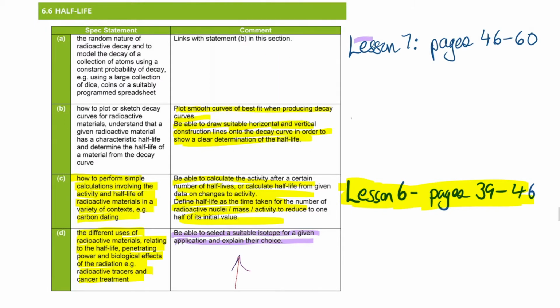So for lesson 7 then, we complete pages 46 to 60, and we're going to start off by looking at the random nature of radioactive decay, which we did last lesson to a degree, if you remember the simulations, using a constant probability, using a large collection of dice, coins, or suitably programmed spreadsheet. We're going to look at first of all coins and then dice.